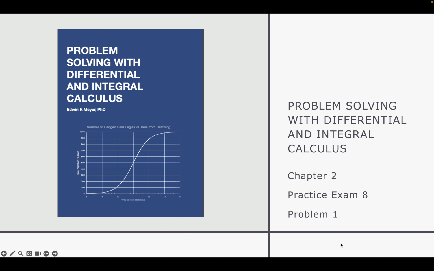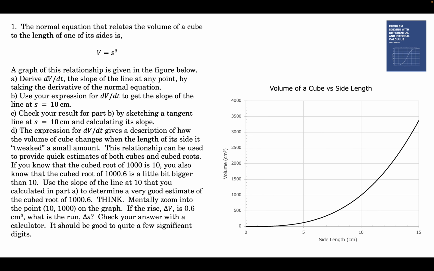This is problem 1 on practice exam 8 of chapter 2 in the book Problem Solving with Differential and Integral Calculus. We're going to work with the volume of a cube. So we have the normal equation, V is S cubed, the volume of a cube is the side length cubed, and we have a plot right here.